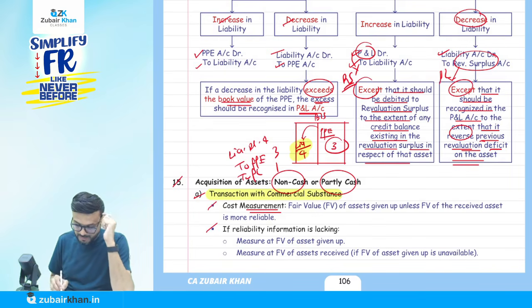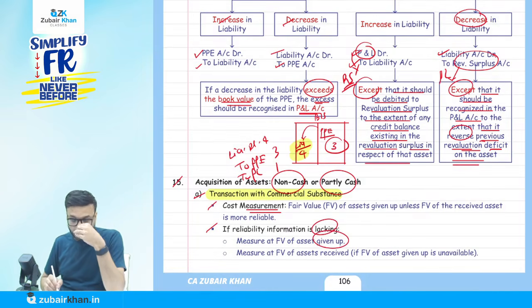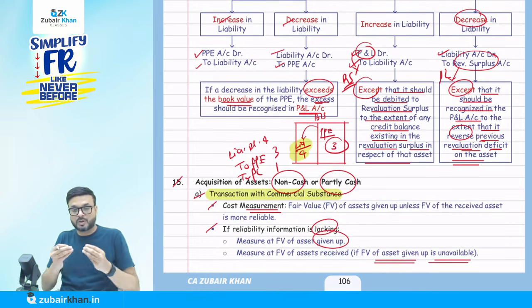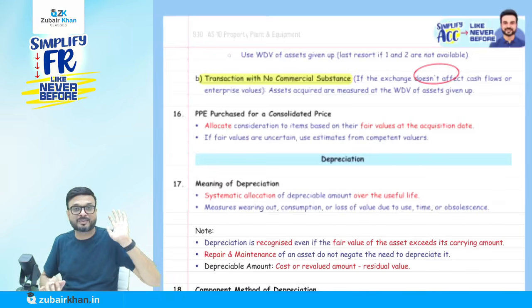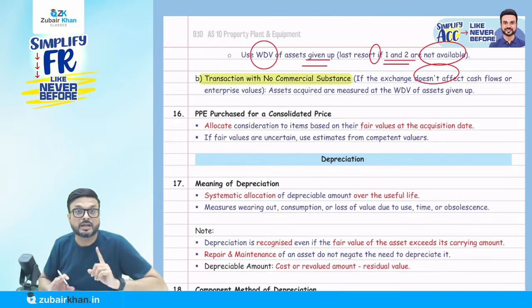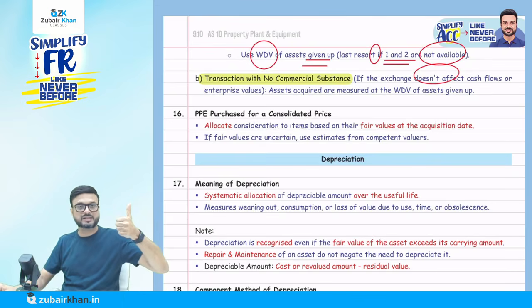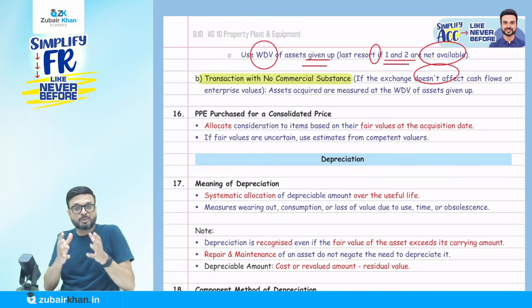To make it simple, this is the order. First, measure at the fair value of the asset given up, or measure at the fair value of the asset received if the fair value of the asset given up is unavailable. I'm going to record the fair value of the asset I'm giving you. If that fair value is not available, I will recognize the asset at the fair value of the asset received. If the fair value of both of them is not available, then it is recorded at the WDV of the asset given up. They say it is the last resort if 1 and 2 are not available. To make it simple: first, fair value of the asset given; if not available, fair value of the asset received; if both are not available, then the WDV of the asset given.